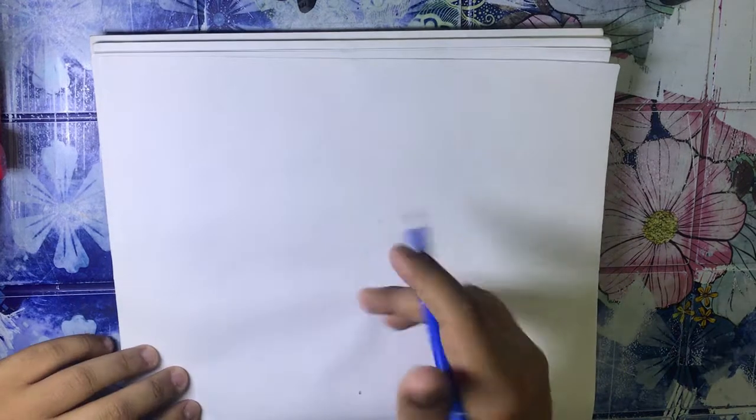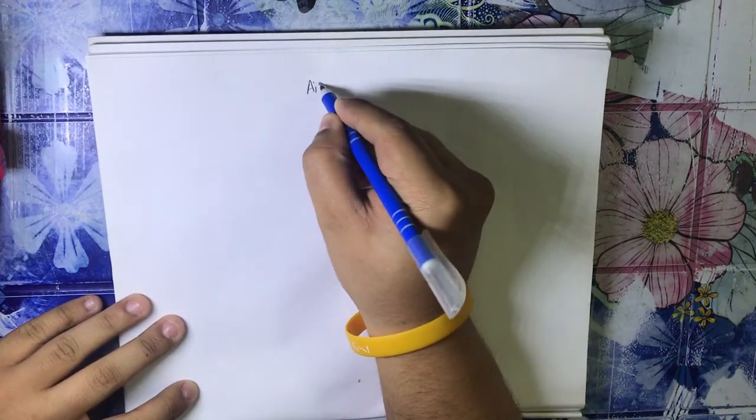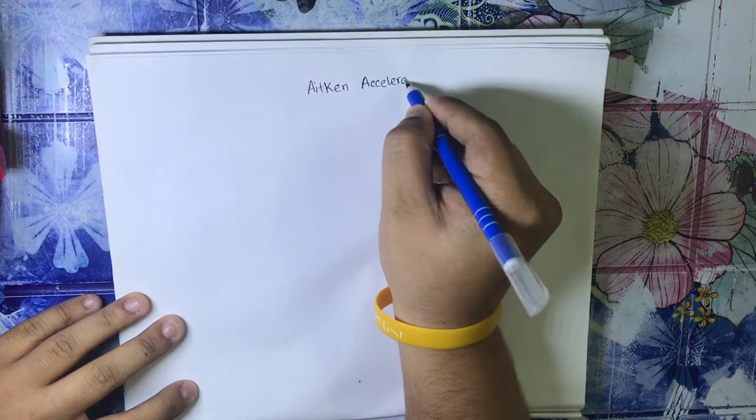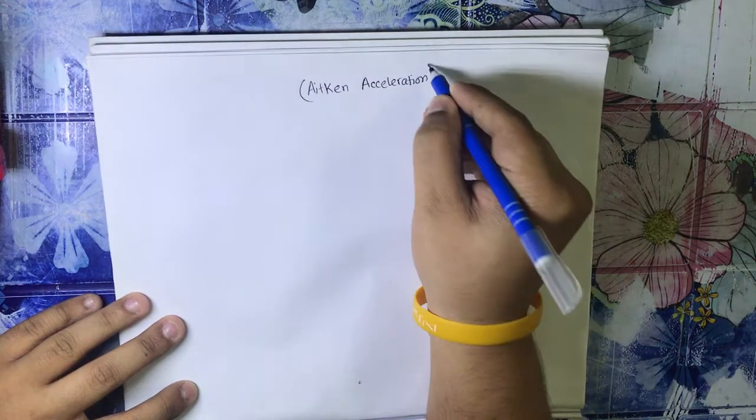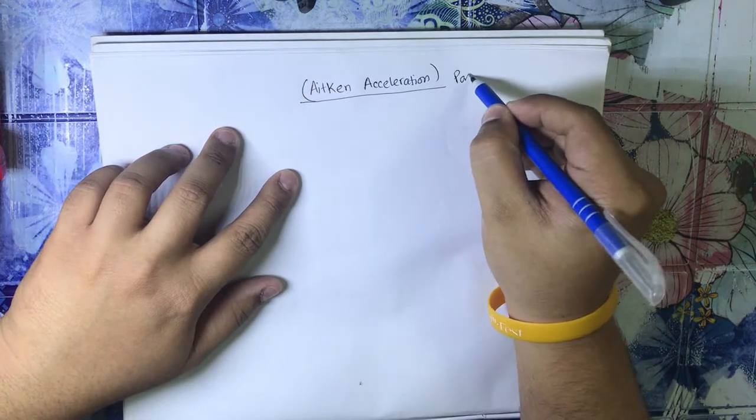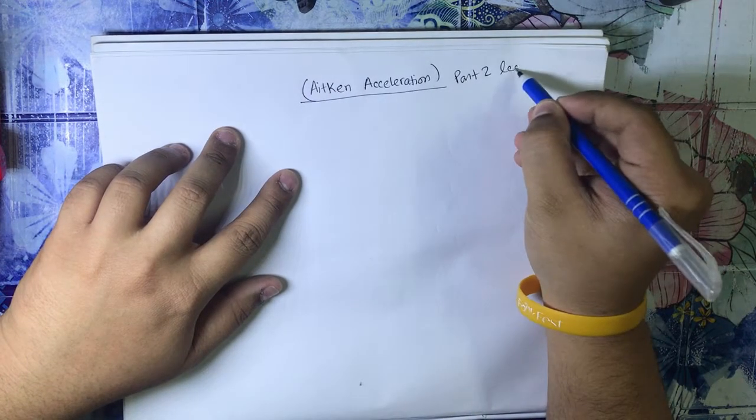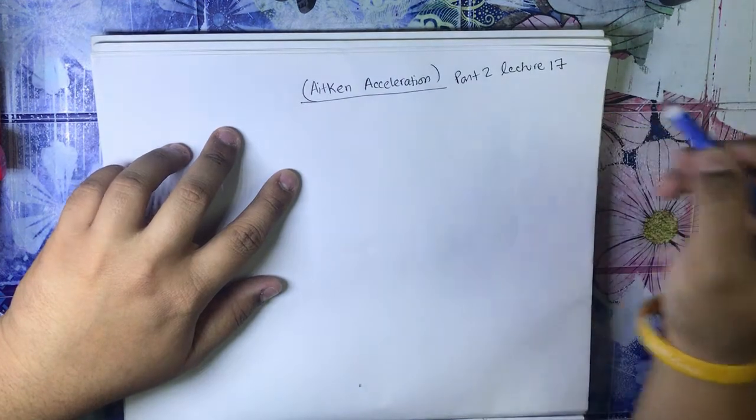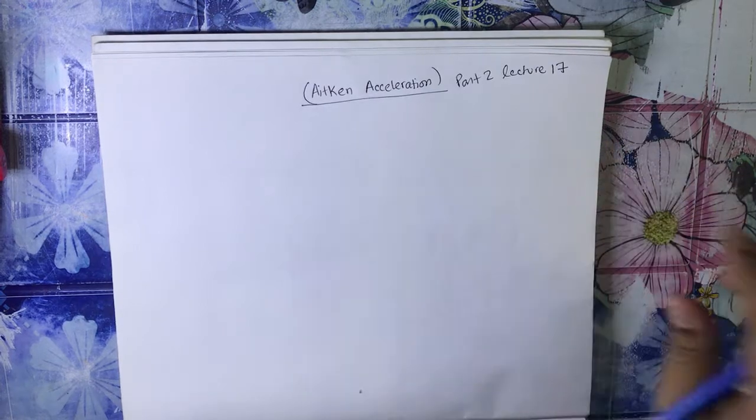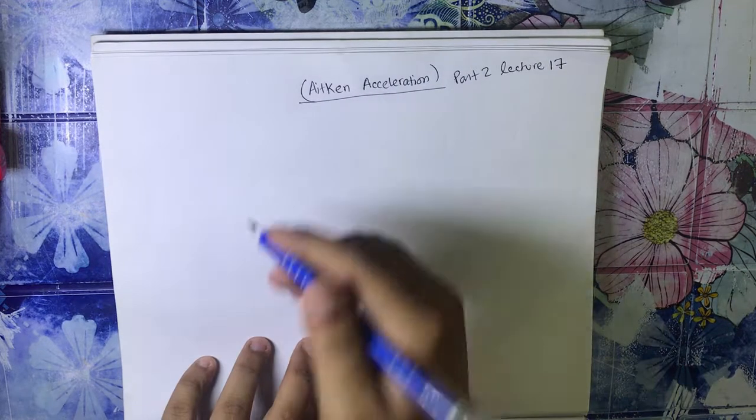All right. So for the next part of the video lecture, we're going to study Aitken acceleration. This is basically part 2 of our lecture 17. The idea is basically that we will accelerate the convergence.